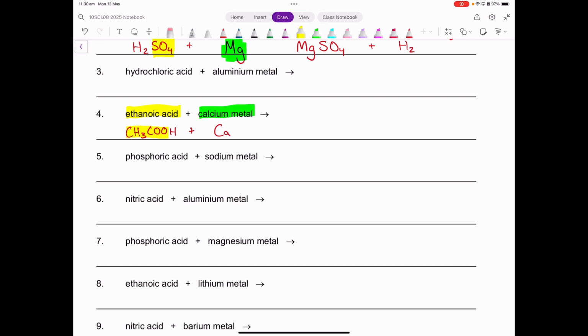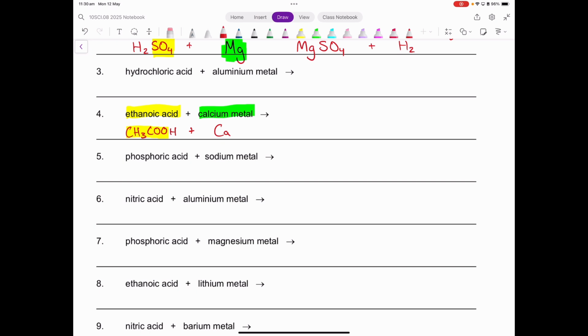What is the charge of calcium metal? Plus 2. So what am I going to need to do to make sure that this ionic formula is balanced? Put a 2 at the front. Put a 2 next to calcium or next to ethanoate? Great. Now here's the trick.